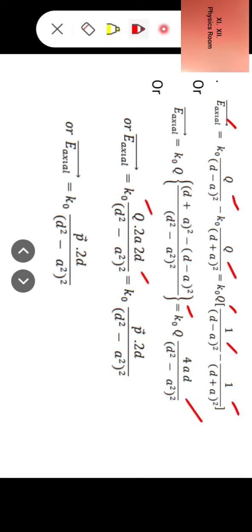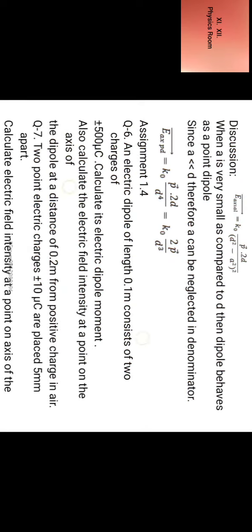Now we write this expression as E axial equal to K naught Q into 2A into 2D. 4AD we split into 2A into 2D, or Q into 2A is P, the dipole moment, and into 2D divided by (D square minus A square) whole square. So finally we get E axial equal to K naught P into 2D divided by (D square minus A square) whole square. This is the final expression of electric field at axial line of the dipole at any point distance d from its midpoint. Now let us talk of discussion, special cases.